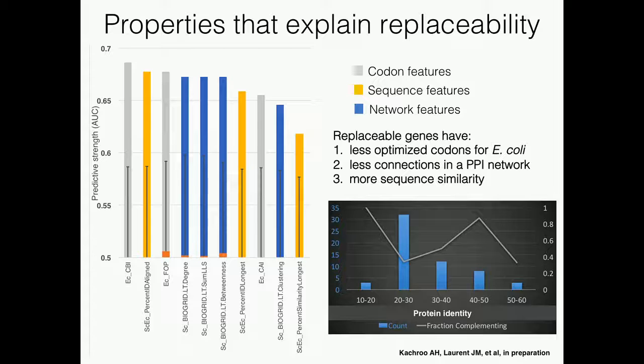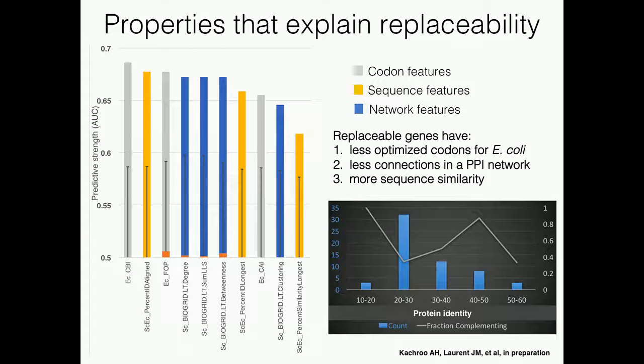So we find one thing which was different: less optimized codons. Genes that replaced had less optimized codons for E. coli expression. We found fewer connections in protein-protein interaction networks. So the protein will function if it has fewer connections or interactors as compared to many interactors. You also find more sequence similarity. So sequence does have a signal.